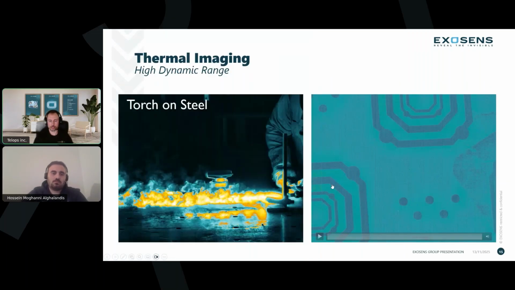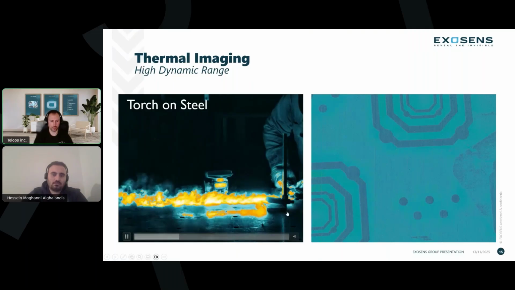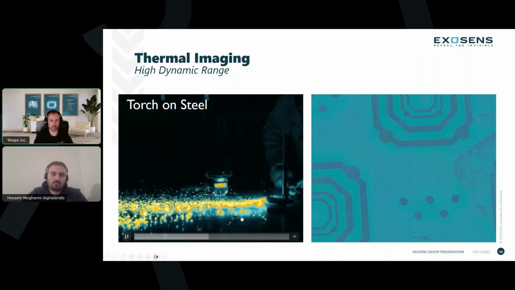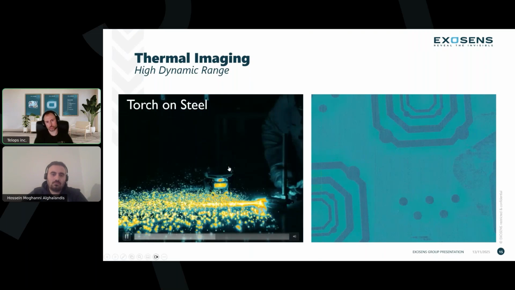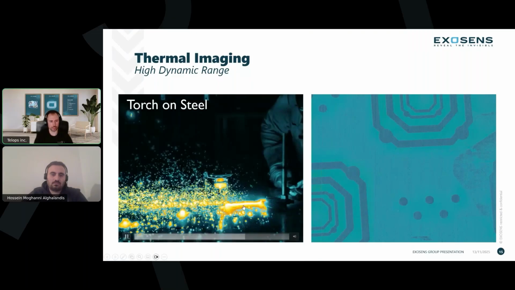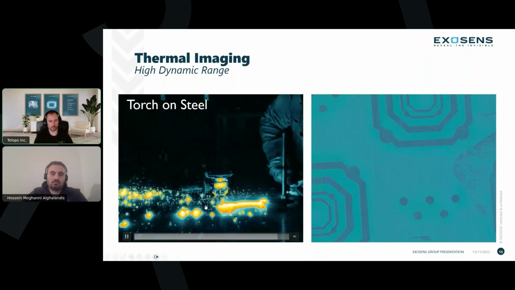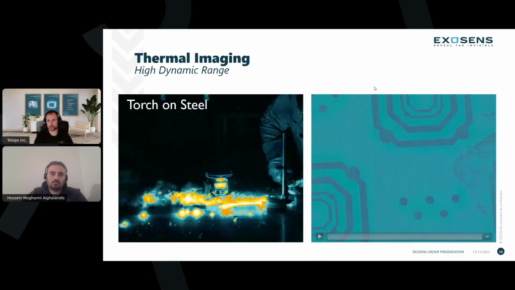Some examples of that, this on the left is a torch on steel. So we really get a sense of being able to see the super hot flames and also being able to see the background, the workbench that the flames are on, that the torches spray onto, and even the worker in the background at the same time. We're able to see these really hot temperatures of the torch itself.